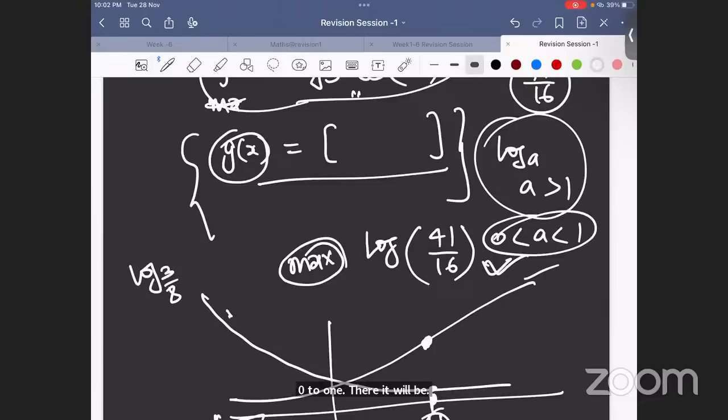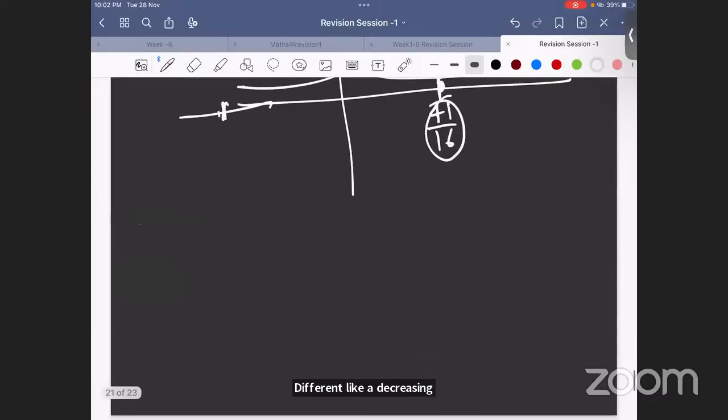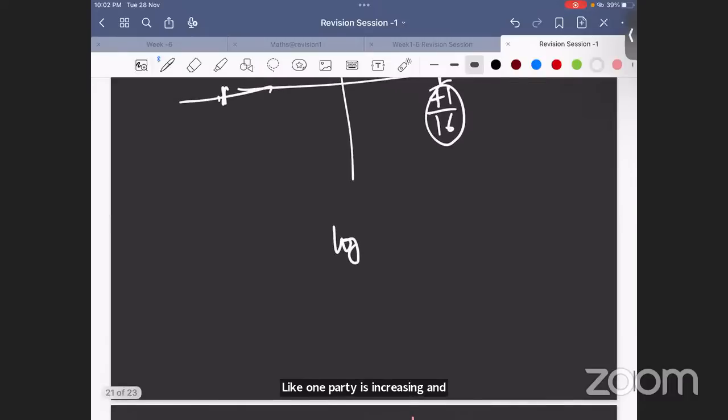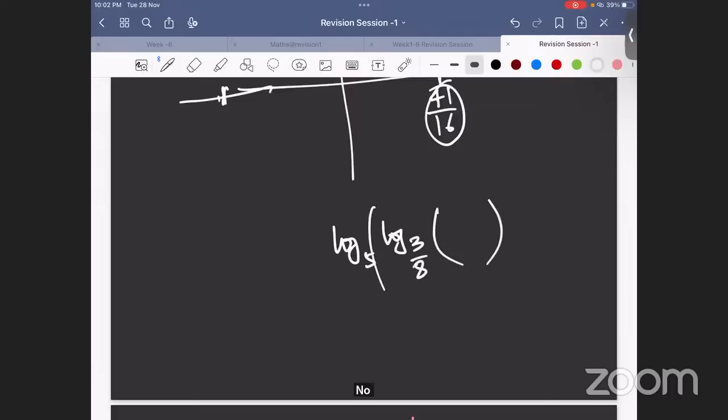Sir, what I'm saying, if you change the function like log 5, log 3 by 8, like one part is increasing and the other part is decreasing, then it will be a bit complex one, right? If you are taking log 5, log 3 by 8 of GX, this is a decreasing function, right?